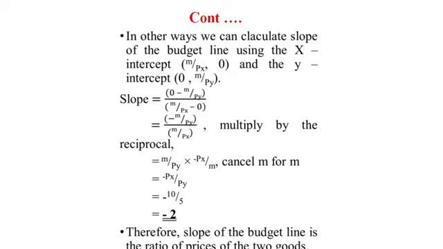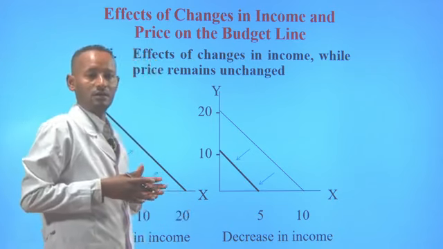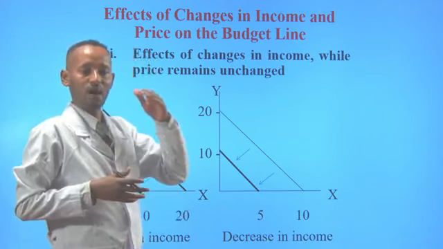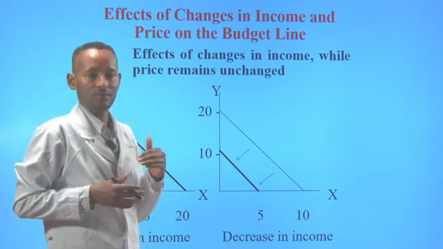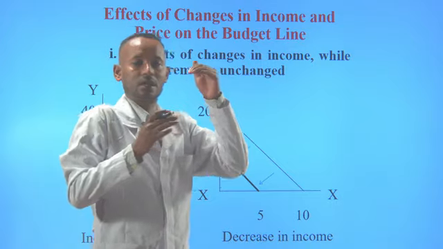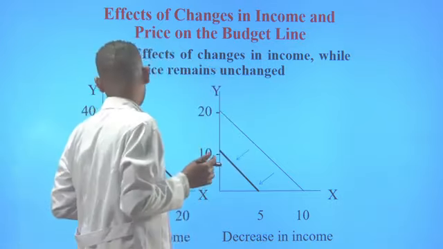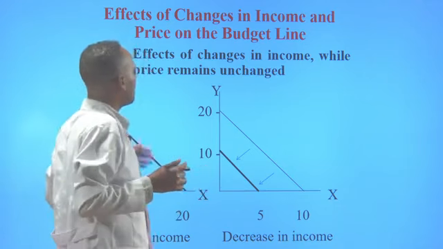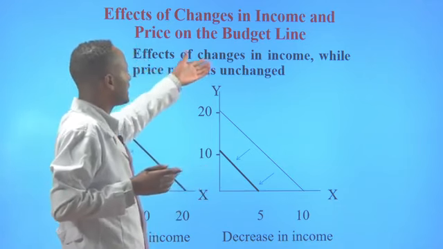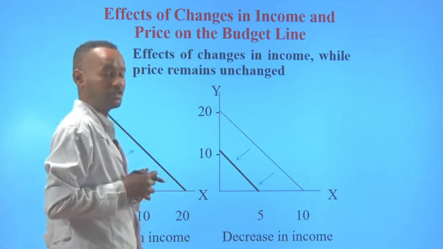Next, let's see the effects of changes in income and price on the budget line. With an increase or decrease in income, there's a change in the budget line. And with an increase or decrease in price, there's a change in the budget line. So what are these effects? First of all, let's see the effects of changes in income while the price of the two goods remains unchanged.